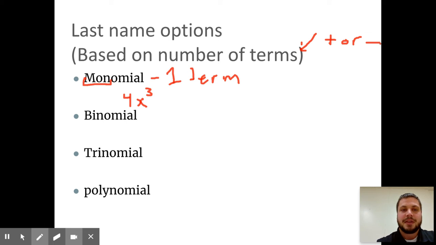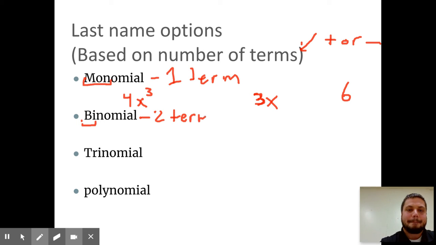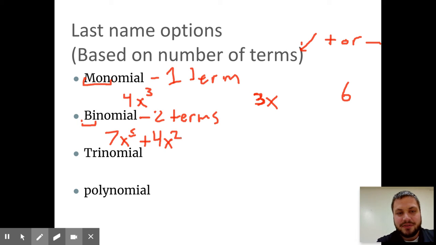It is a monomial. Okay, this would be a linear monomial because the largest degree I see is a 1. The number 6 is a constant monomial. Prefix bi means 2. Okay, so this is 2 terms. So if I had something like this, 7x to the 5th plus 4x squared, that would be a 5th degree binomial. There's 2 terms there, separated by a plus sign, 5th degree binomial.